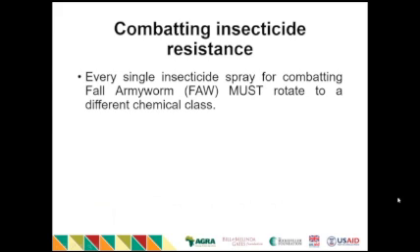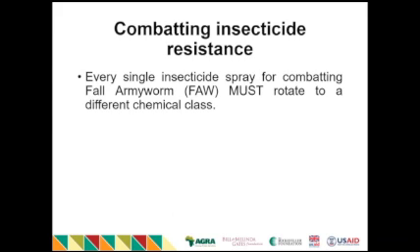I think the main message about combating insecticide resistance, specifically for fall armyworm, is that every single time we use an insecticide spray against fall armyworm, we must rotate it to a different chemical class. We know that these moths are already resistant to a number of chemical classes, so we should actually rotate every single spray.